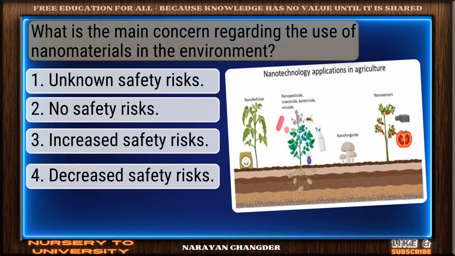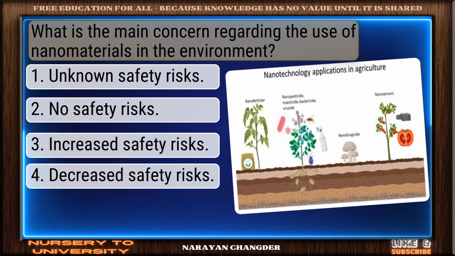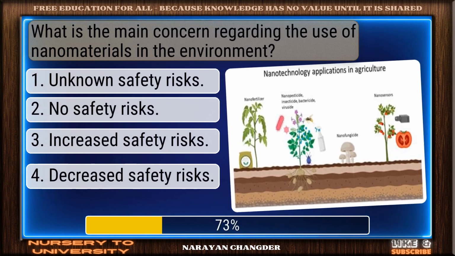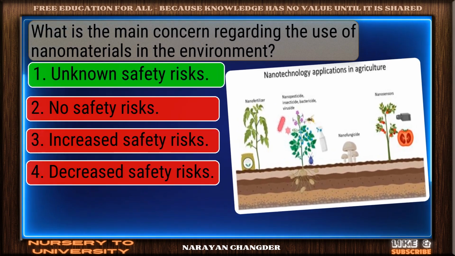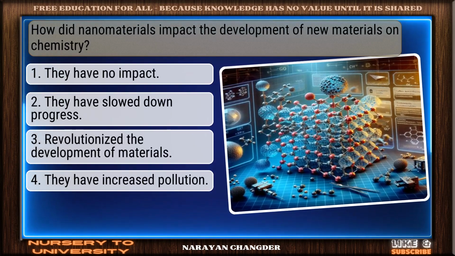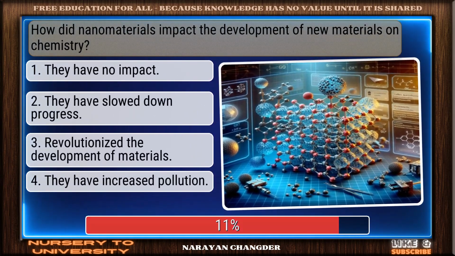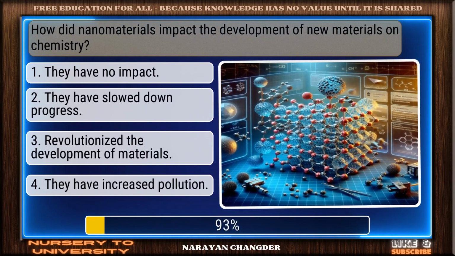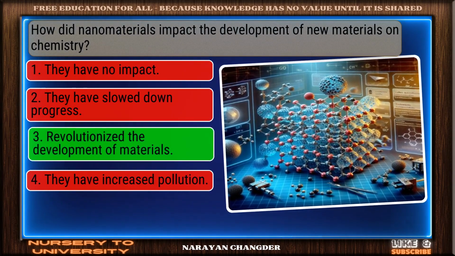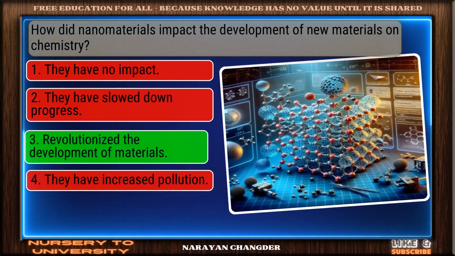What is the main concern regarding the use of nanomaterials in the environment? Solid response. Unknown safety risks is a valid choice. How did nanomaterials impact the development of new materials in chemistry? Exactly. Revolutionize the development of materials makes sense and it is the right choice.